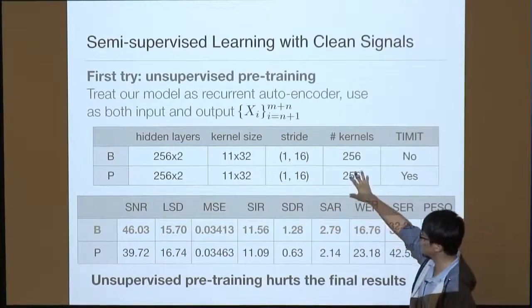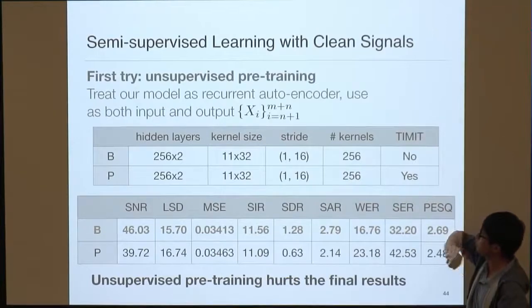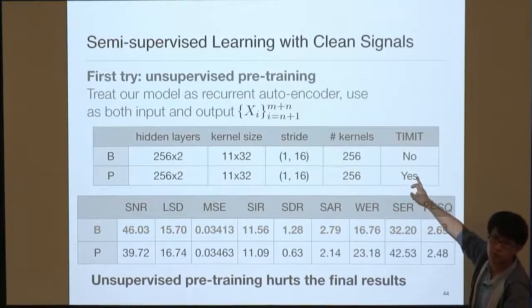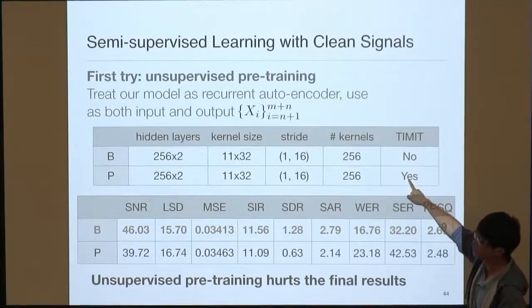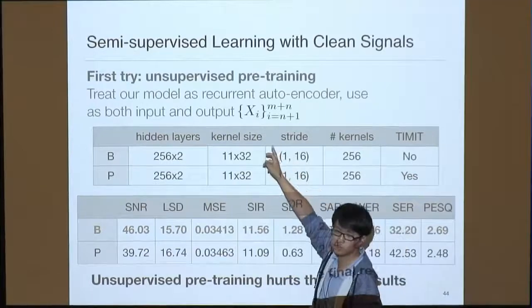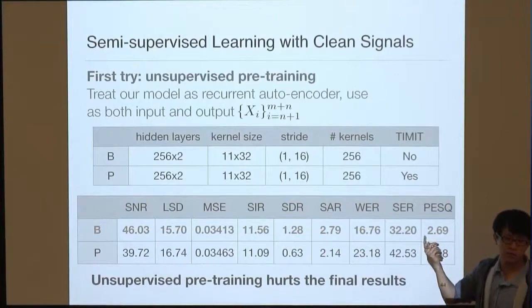So here I again do 2 experiments. The only difference between these 2 experiments is that in the baseline, we don't do any pre-training. But for the second experiment, I use TIMIT data to do pre-training, in the sense that the input of the network is the clean speech, and the output should also be the clean speech. By doing this, effectively our neural network, instead of doing speech enhancement, is doing a recurrent autoencoder, which tries to preserve the clean speech.